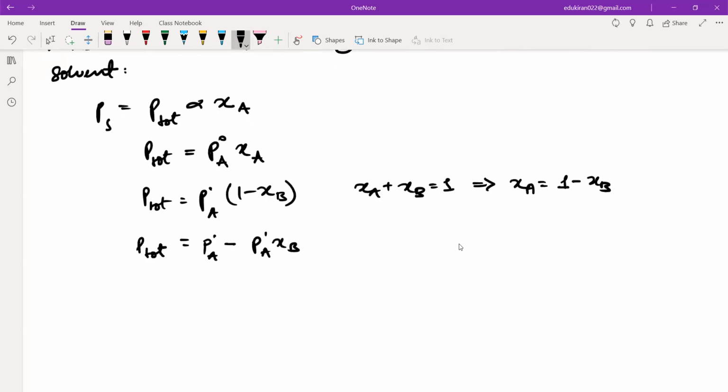Now, what I will do here, I will write P naught A minus P total. This will be equal to P naught A chi B. Is this clear? Yes or no? Please tell me. Just wait a second.